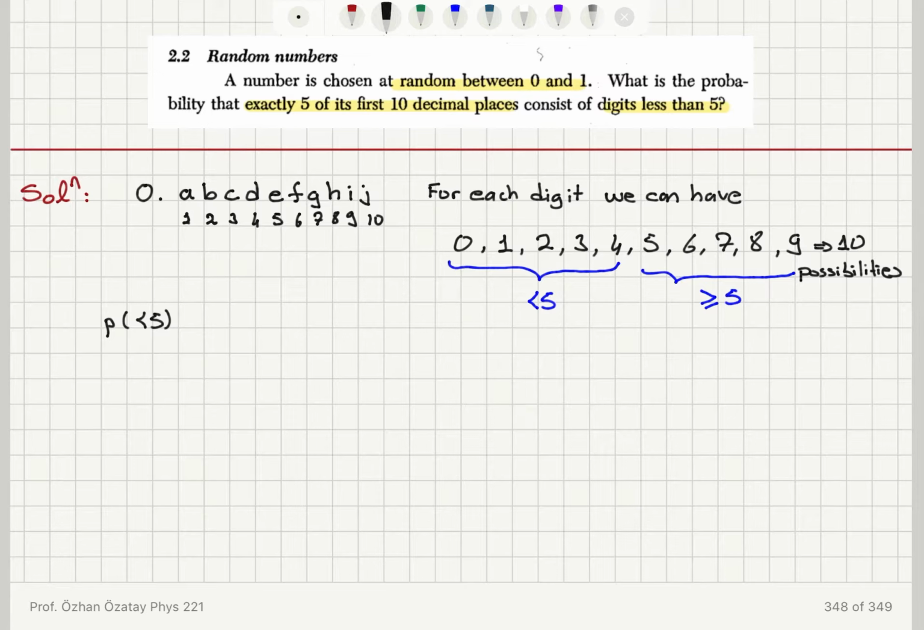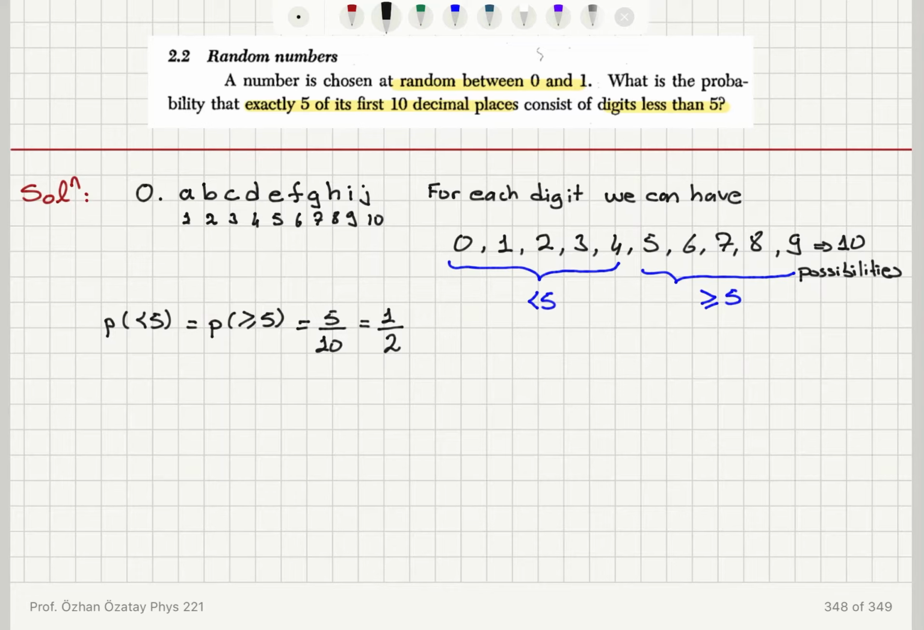And since we have 10 possible outcomes and 5 of them correspond to less than 5 and 5 of them correspond to greater or equal to 5, we can say that this is 5 out of 10 possibilities. The answer is 1 over 2. So with 1 over 2 probability for a given digit, we can have a value less than 5, and we can have a value greater or equal to 5.